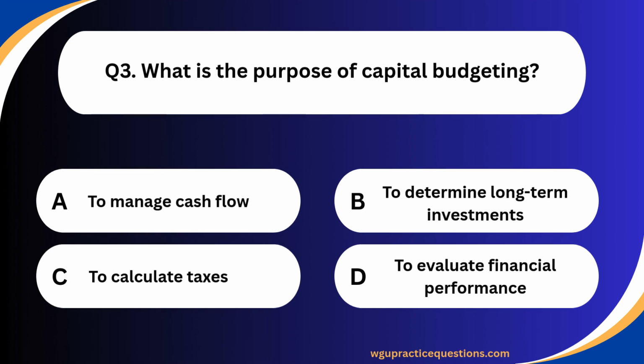Question 3. What does the capital budgeting process involve? A. Financial forecasting. B. Evaluating long-term investments. C. Managing working capital. D. Cost analysis. Which one is the correct answer?